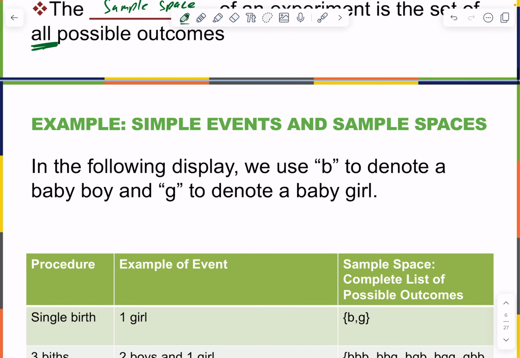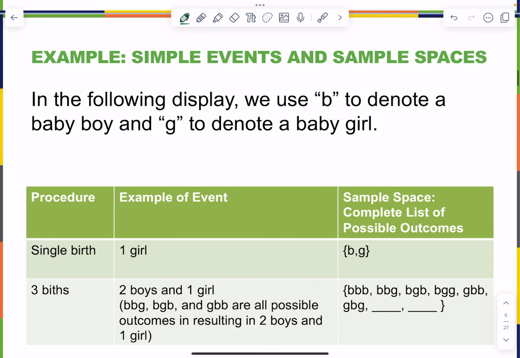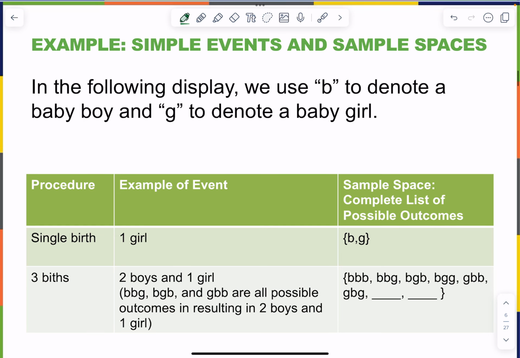Okay. Here is an example. Simple events and sample spaces. Okay, so in the following display, we use B to denote baby boy and G to denote a baby girl. So here's the procedure. This procedure, which is kind of an odd name for it, but it is what it is. The procedure is going to be a single birth. And so in this first row, we have the example of a single birth. Okay, what's an example event? One girl. And then the set of all possible outcomes is you can either have a boy or a girl, and that's it. And that's what happens at a single birth.